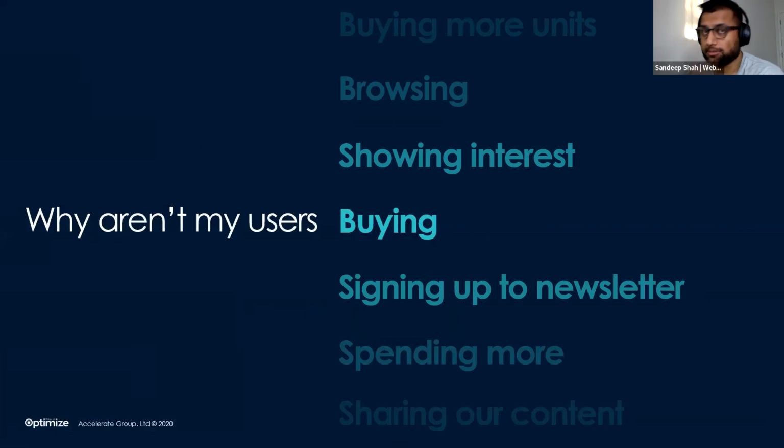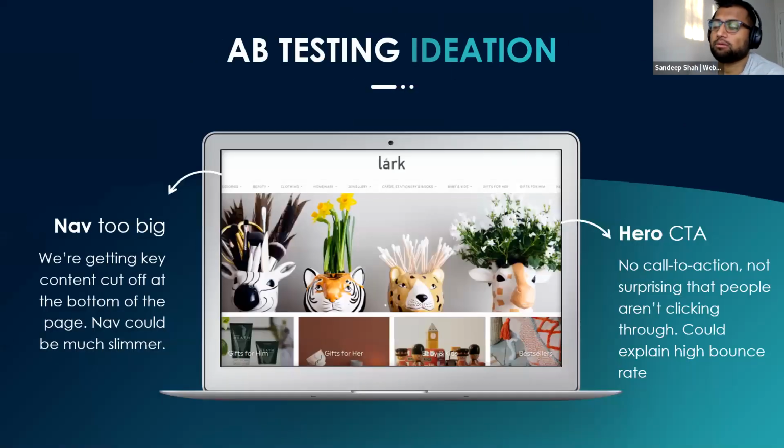So the question people ask is, why aren't my users buying, browsing, spending more money, buying more things, whatever it might be? And from there, we go and generate test ideas. Some of these can come from user research, like we just saw with TryMyUI. They might come out of data and analytics tools like Google Analytics, where you can say, hey, this page has a really high bounce rate or something along those lines, and we should look there. It might come out of other session recording tools like Hotjar.